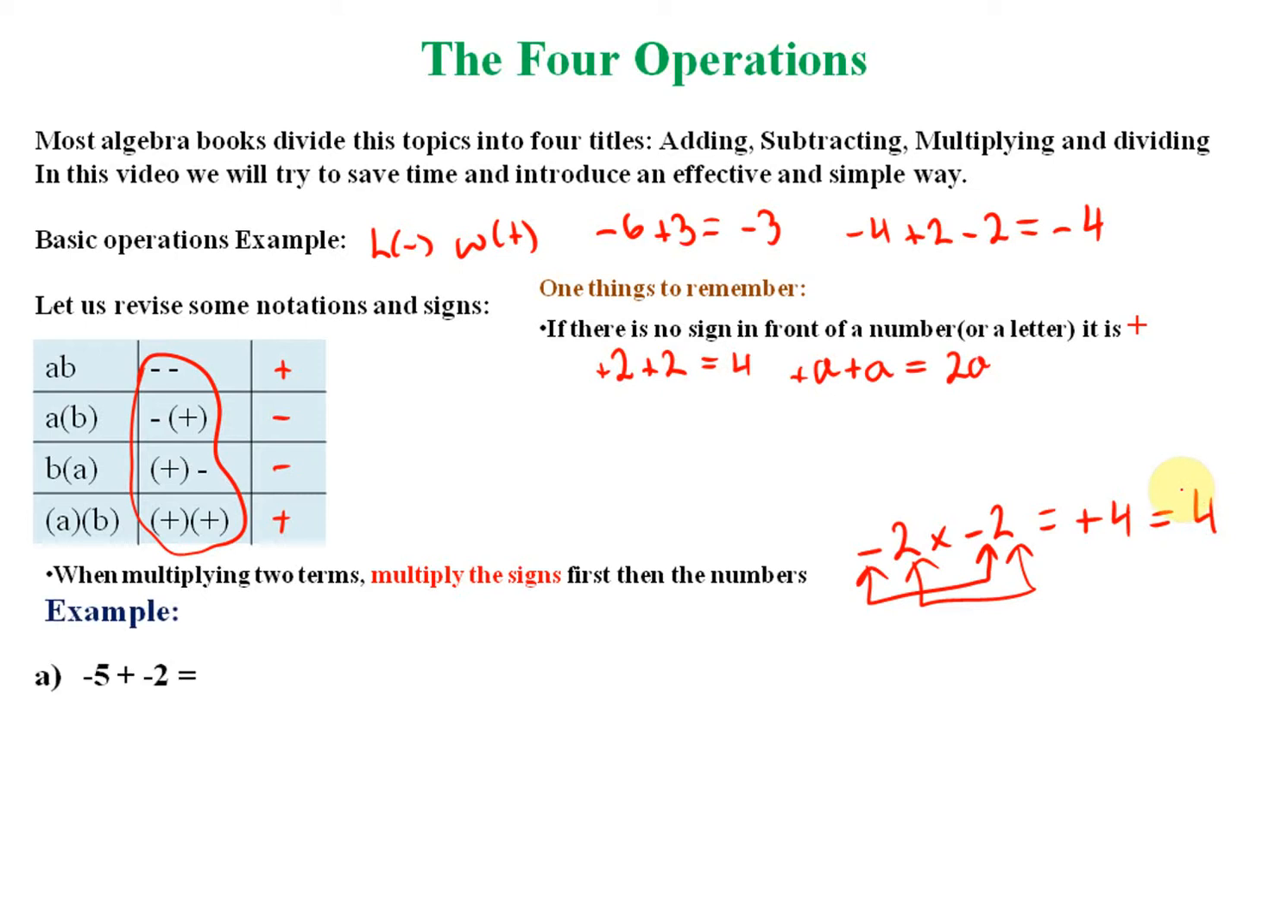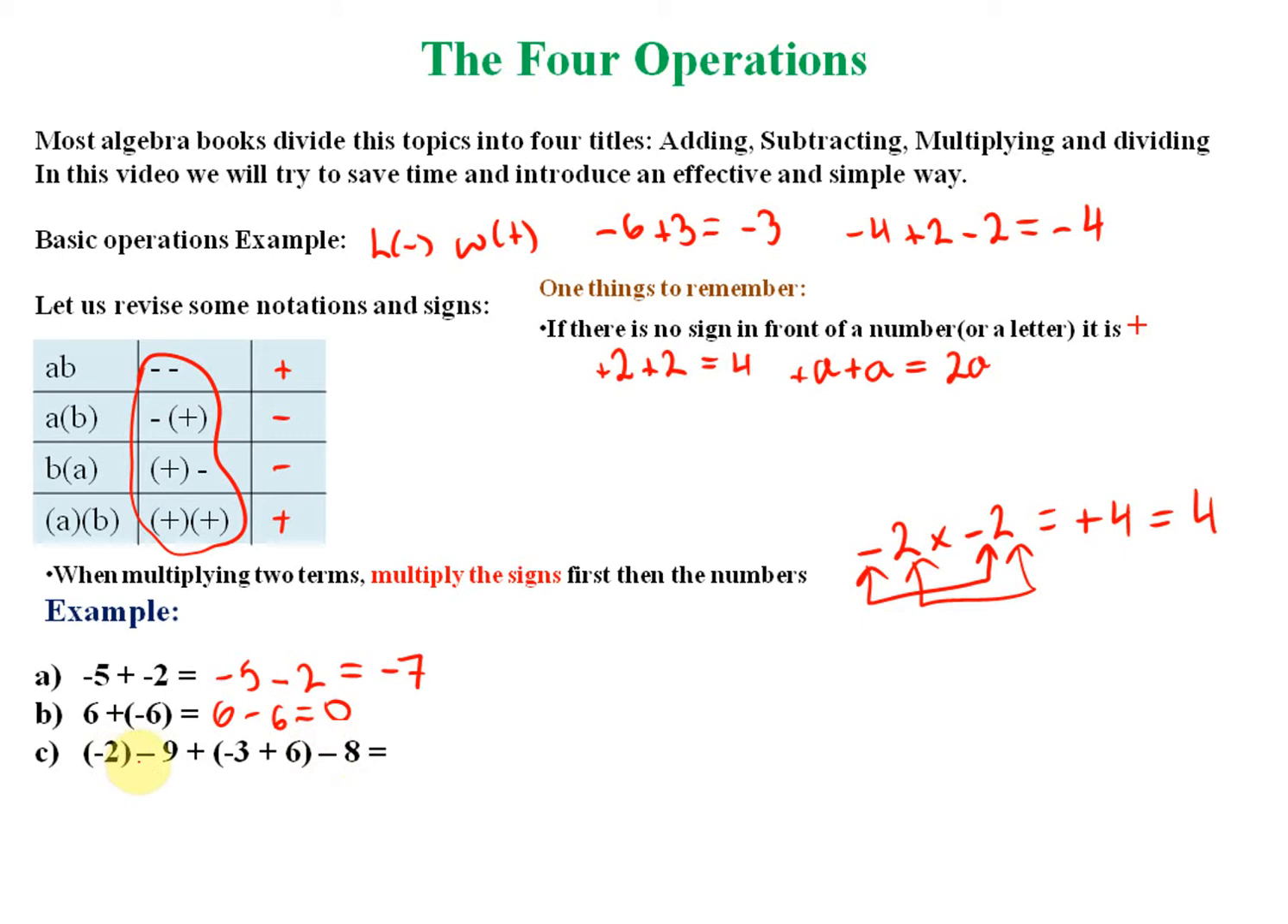Negative 5 plus negative 2. You can see there are 2 signs next to each other, so we multiply them. So we have negative 5, positive times negative is negative 2, equal negative 7. Same with part B, we would have 6 plus minus parentheses minus 6, so we know that plus times minus is minus, so 6 minus 6 would give me 0.